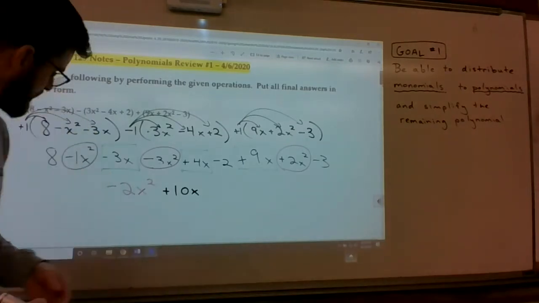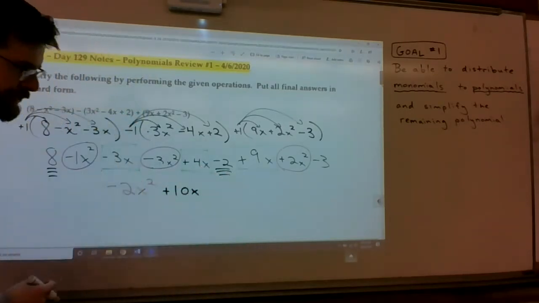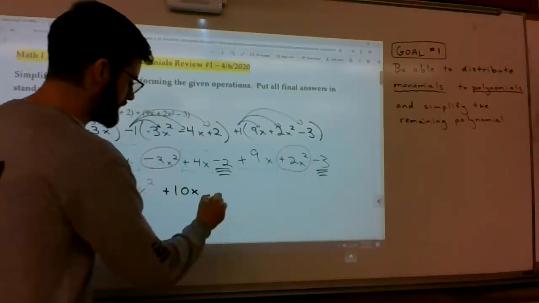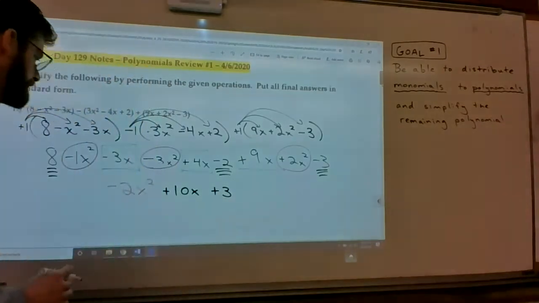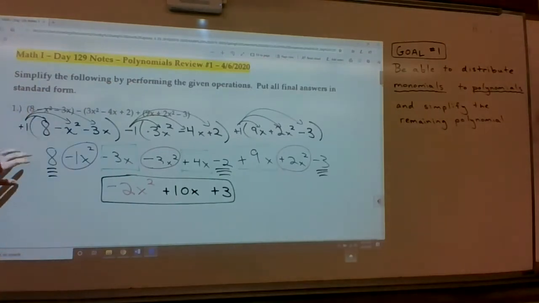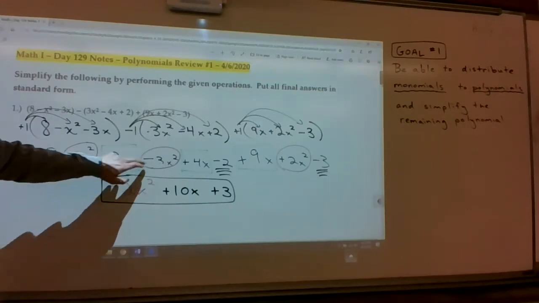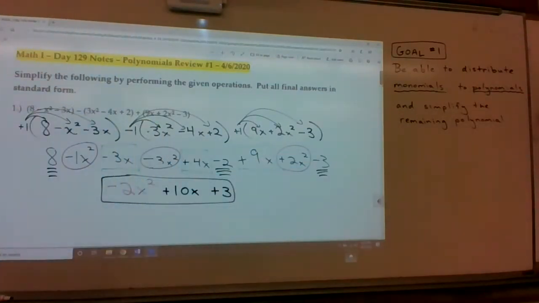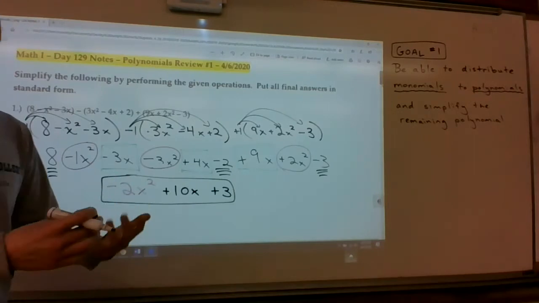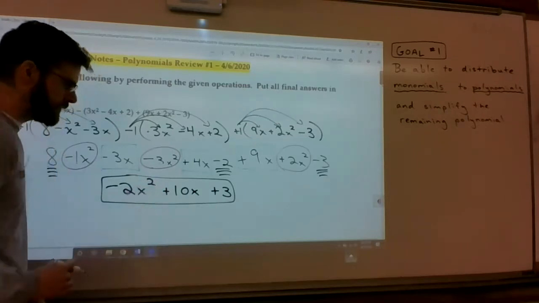Then we add up our constants. You've got a positive 8 minus 2, that's positive 6. Positive 6 minus 3 is positive 3. So this is what I mean by simplify the remaining polynomial. This was a polynomial before we did any combining of like terms. When we grouped together all the squares, the x's, and the constants, that was us simplifying it. So the final answer is negative 2x squared plus 10x plus 3.